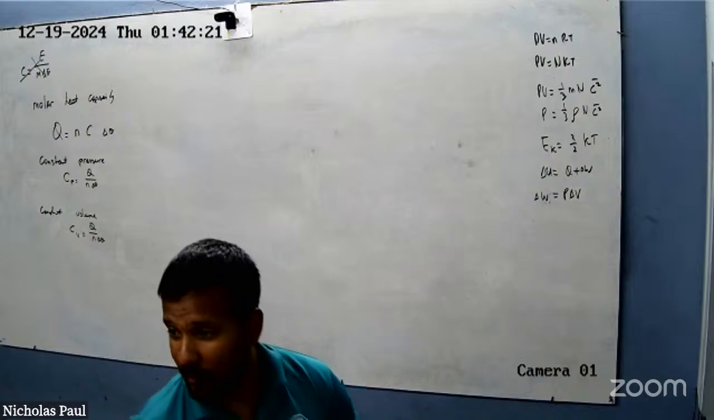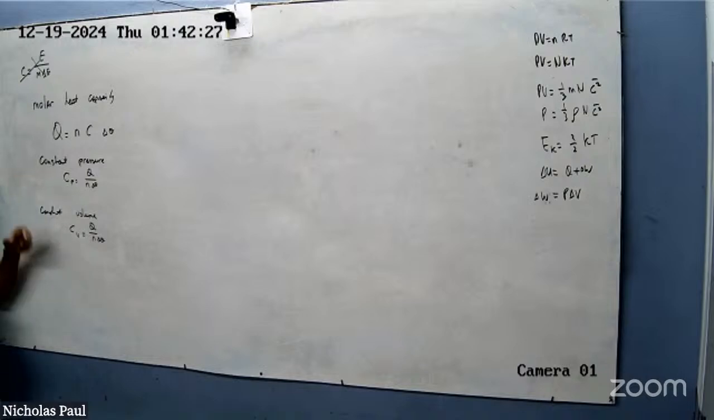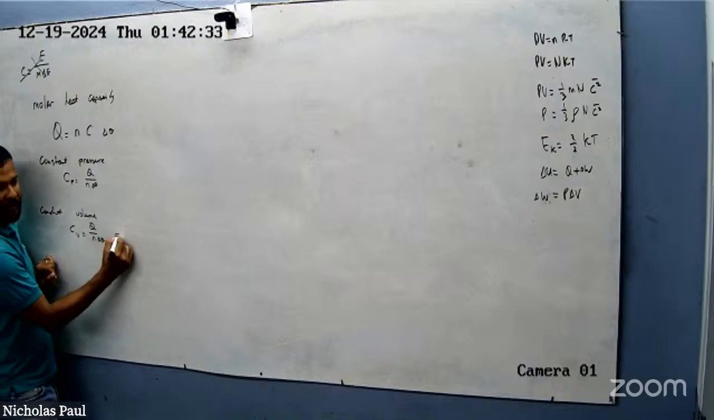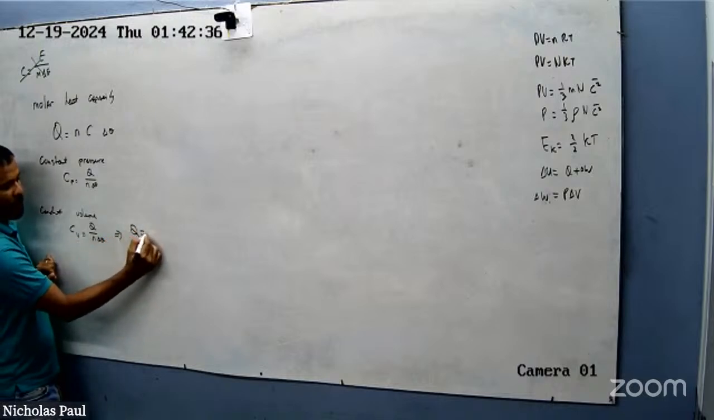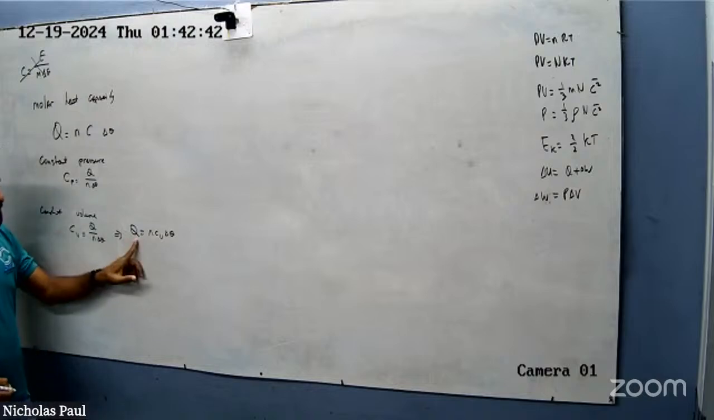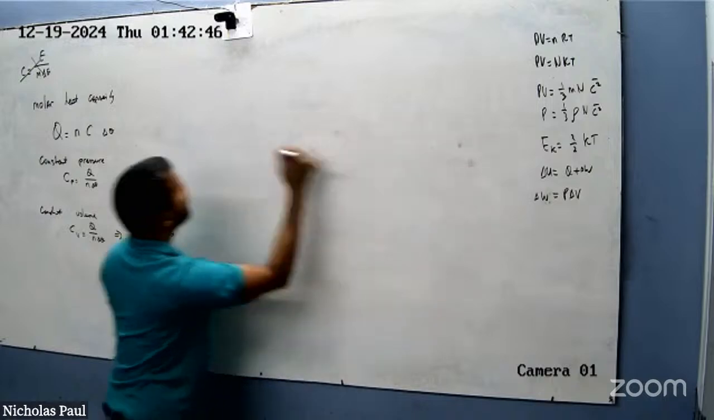Ready? Right, so watch this here. There's a nice relationship that comes out of all of this. Let's start with the easier one. At constant volume, we know that Q is equal to nCvΔθ. I'm just rearranging this, right?